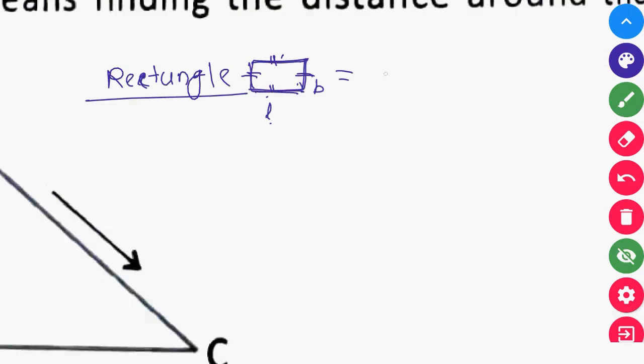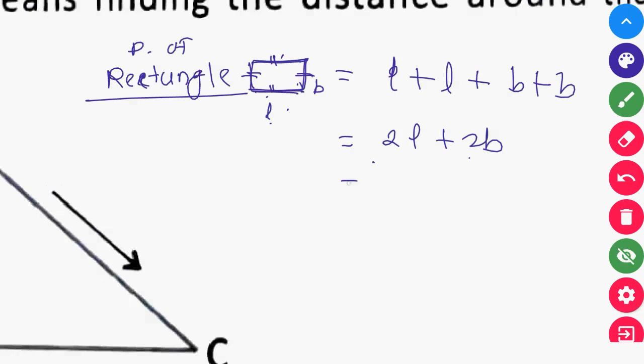So the formula for the perimeter of a rectangle is L plus B plus L plus B. So it can be written as 2L plus 2B. So we can take 2 common. So it is L plus B multiplied by 2.